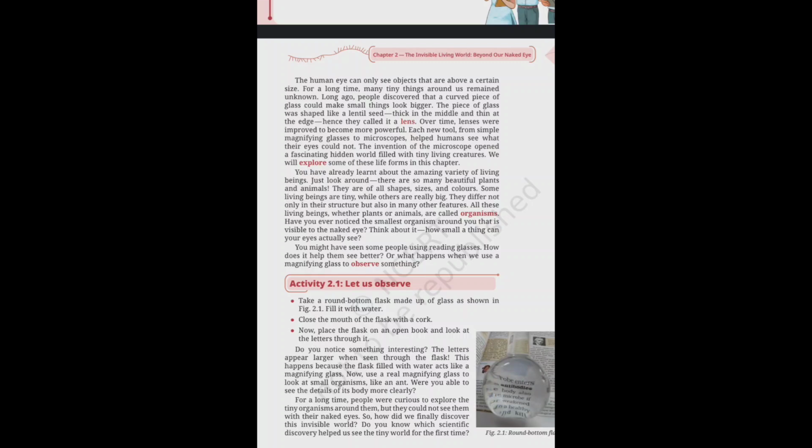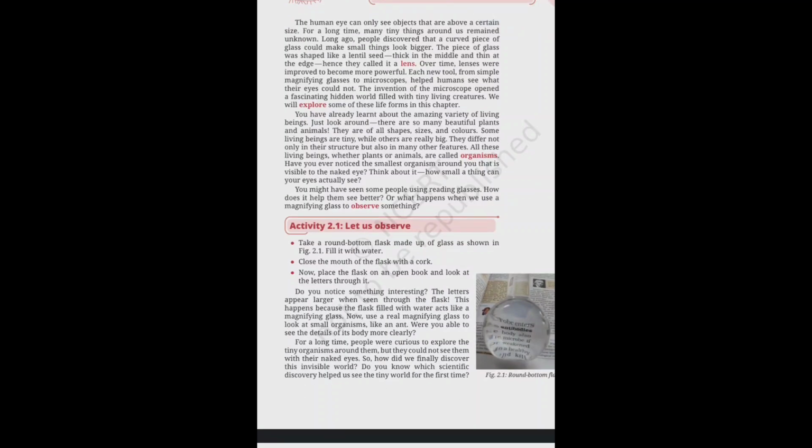And after so many years, people started using a small piece of glass in the shape of a lentil seed, and they named it a lens. You know the shape of a Dora cake, isn't it? It is thicker at the middle and thinner at the edges. That kind of shape it had, and people used to call it a lens. And they were able to see a few tiny things, and day after day, year after year, science progressed a lot, and now the tools we use to see microscopic things are highly powerful.